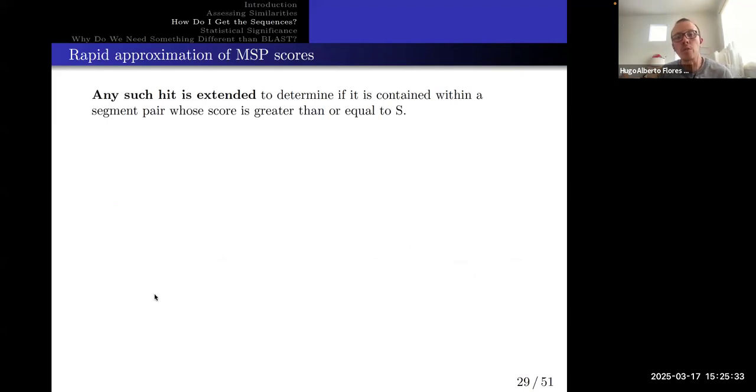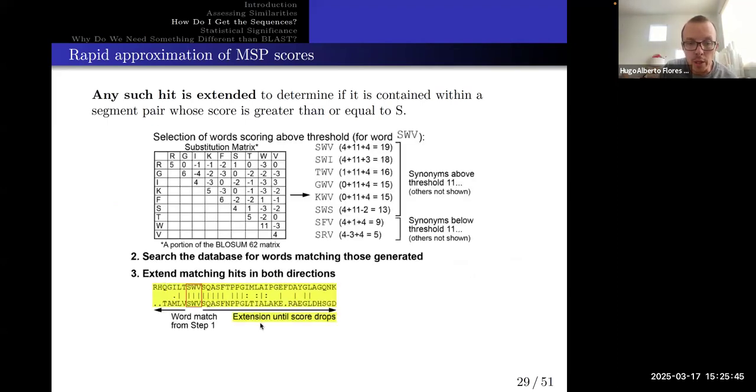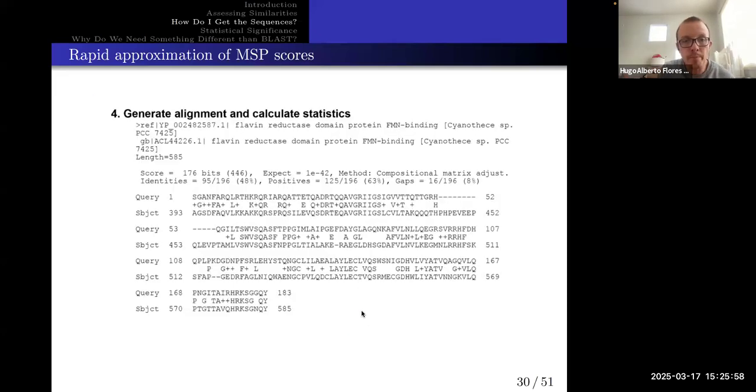Any such hit is extended. As I showed you, you move one space to the left and one space to the right until the score stops increasing. This is exactly what we try to do. After you analyze this one, you start extending to the left, extending to the right, and at some point, if the score starts decreasing, it means that you stop there. Okay.